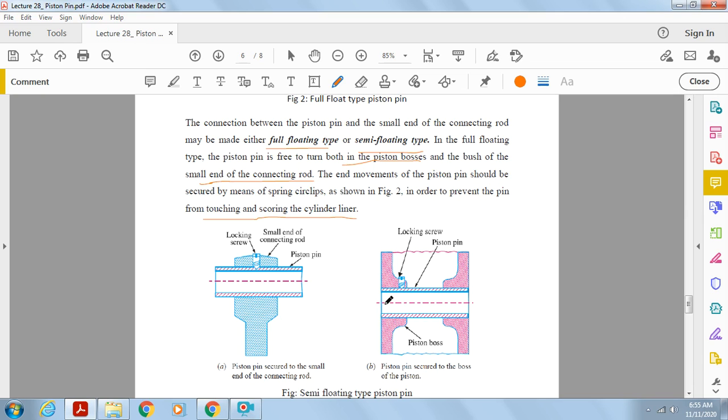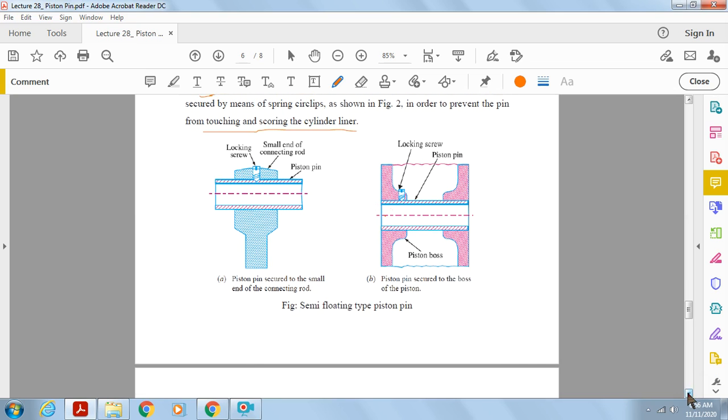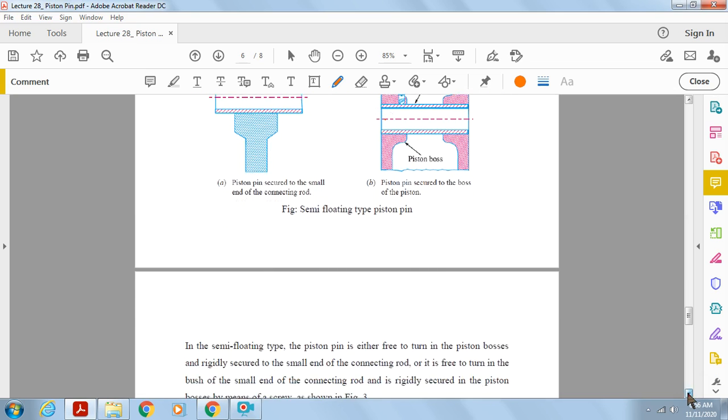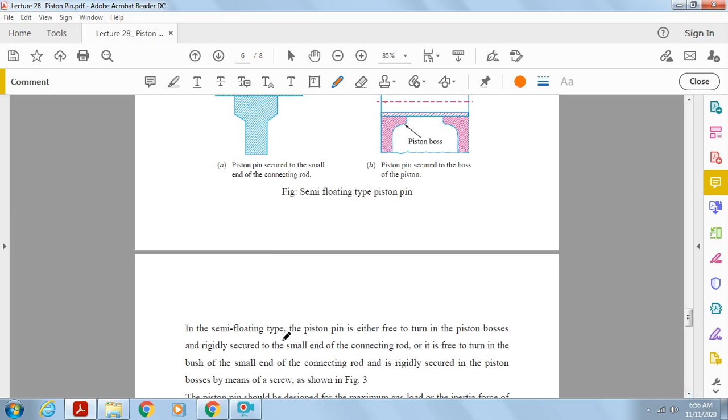Now next, coming to the semi floating type piston pin. Here you see the semi floating type piston pin. In the semi floating type, the piston pin is either free to turn in the piston bosses and rigidly secured to the small end of the connecting rod, or it is free to turn in the bush of the small end of the connecting rod and is rigidly secured in the piston bosses by means of a screw.